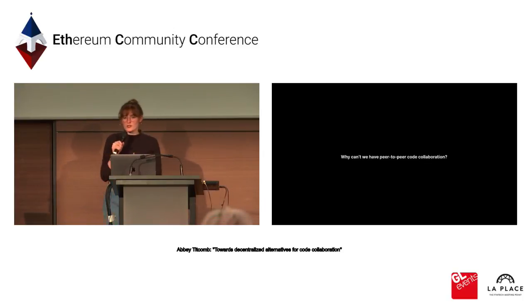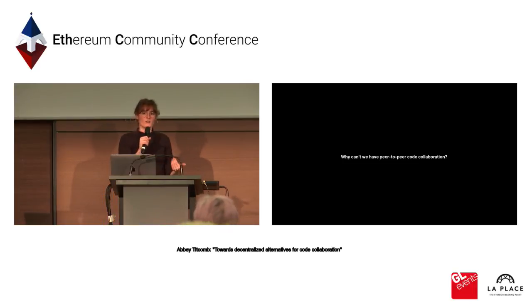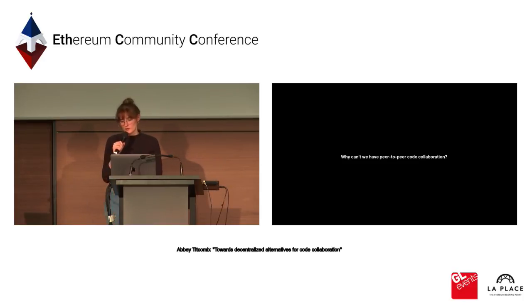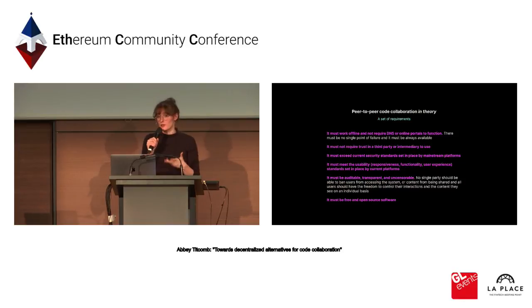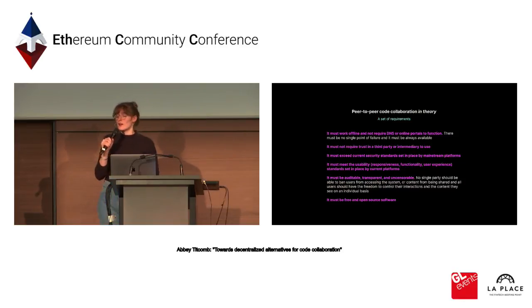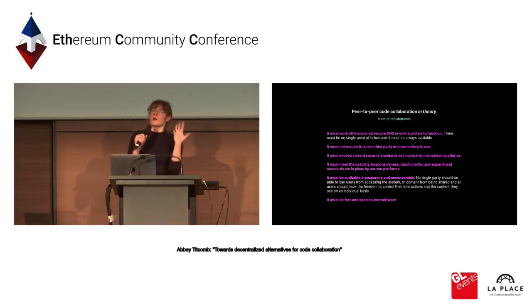So we ask the question: if peer-to-peer tech is evolving, and if code collaboration was inherently peer-to-peer in the first place, why can't we have peer-to-peer code collaboration now? So we want to talk about how we can have peer-to-peer code collaboration. To do that, we talk about it in theory first. We believe that a peer-to-peer alternative for code collaboration must satisfy a certain set of requirements, right?